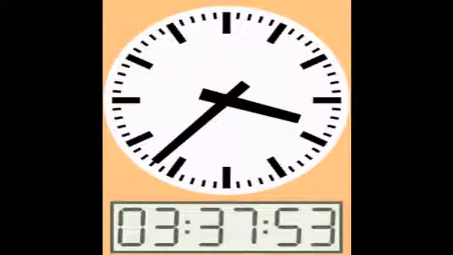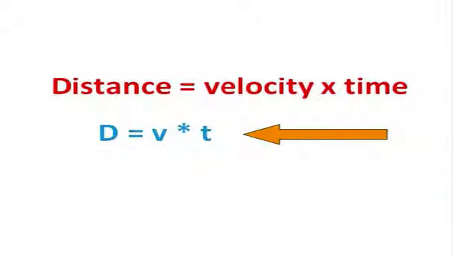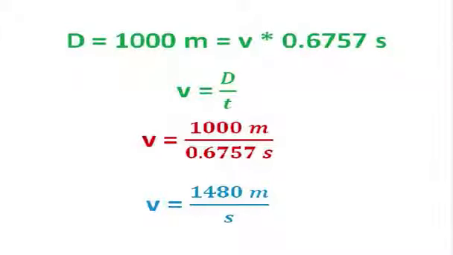Their timing device reports that the travel time was 0.6757 seconds. They insert these numbers in their formula. Capital D equals V times T, or D equals 1,000 meters equals V times 0.6757 seconds. Solving for V, we rewrite the formula as V equals capital D over T, or V equals 1,000 meters divided by 0.6757 seconds. We calculate that V is 1,480 meters per second.